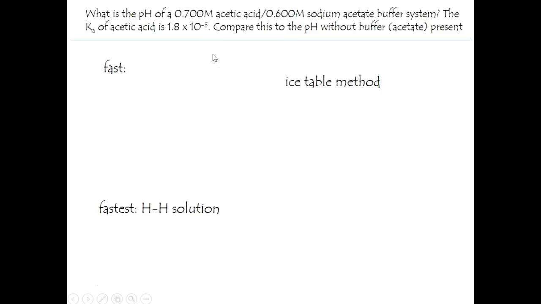We would expect the pH without the buffer to be a little lower, since the conjugate base is a weak base. I'll show you three different ways, and I'm biased. I really like the Henderson-Hasselbalch method since I think it's direct plug-in, but let's take a look at a fast normal way to do it, the Henderson-Hasselbalch way to do it, and the complete ice table method.